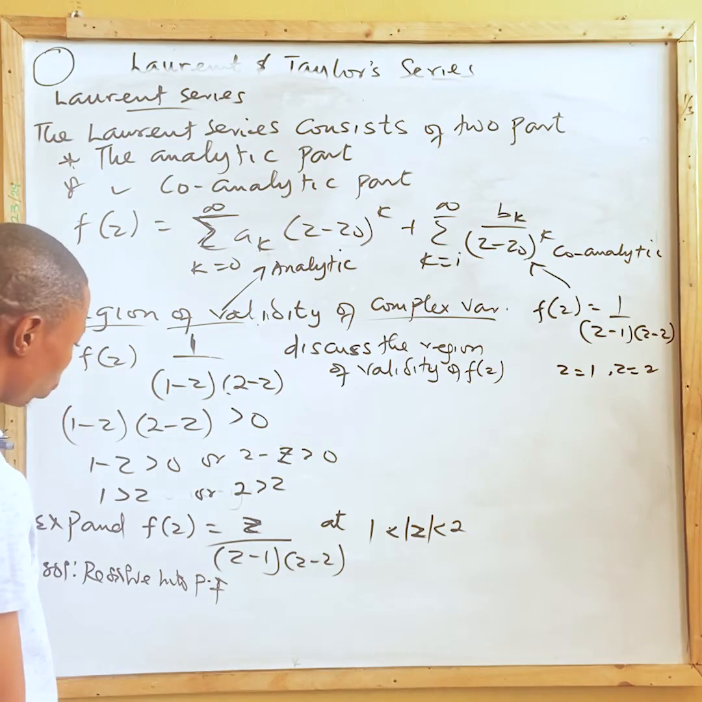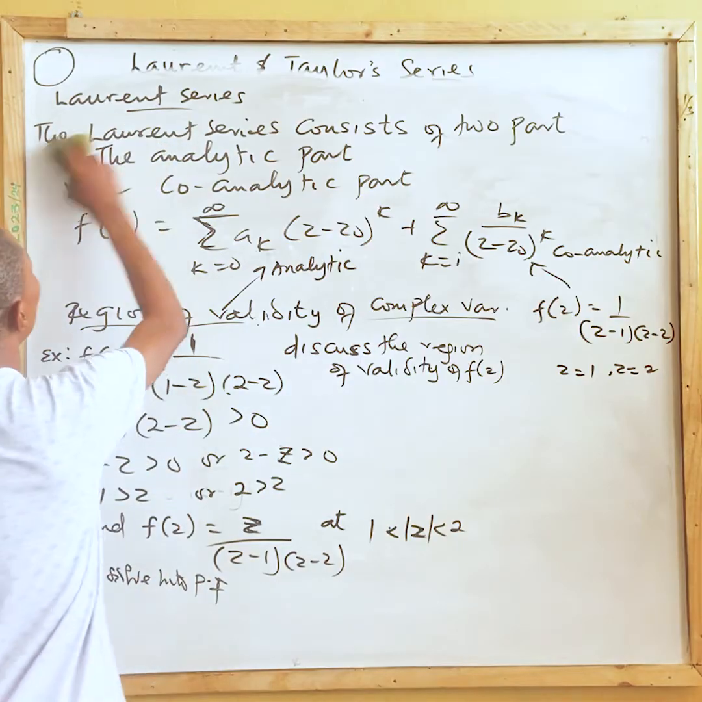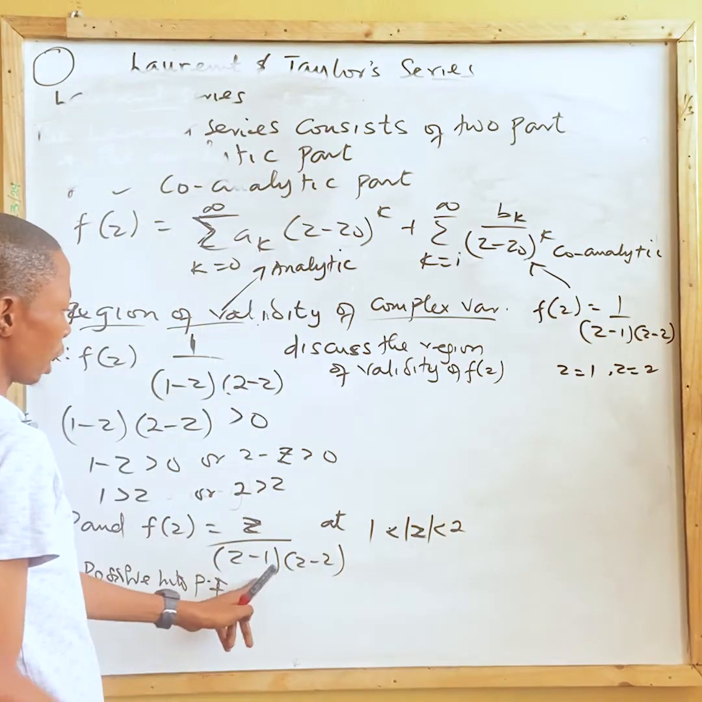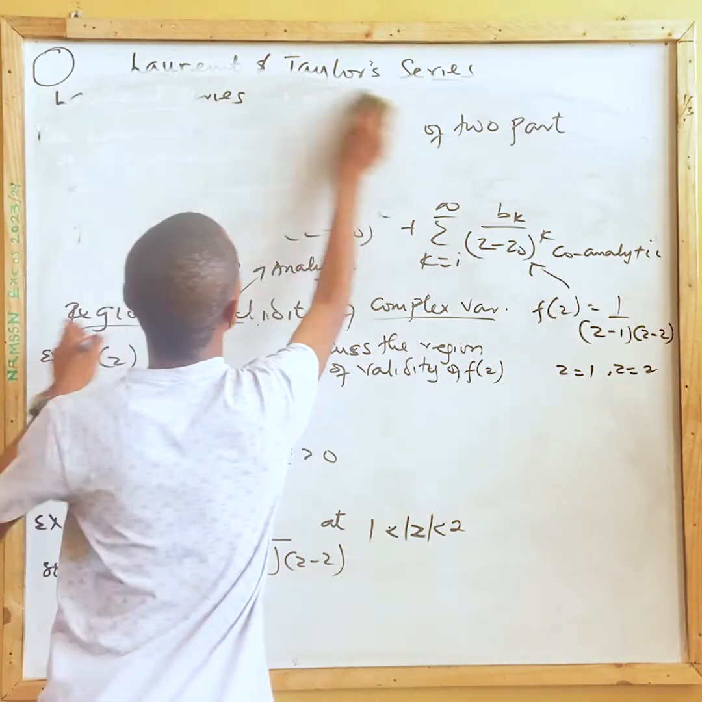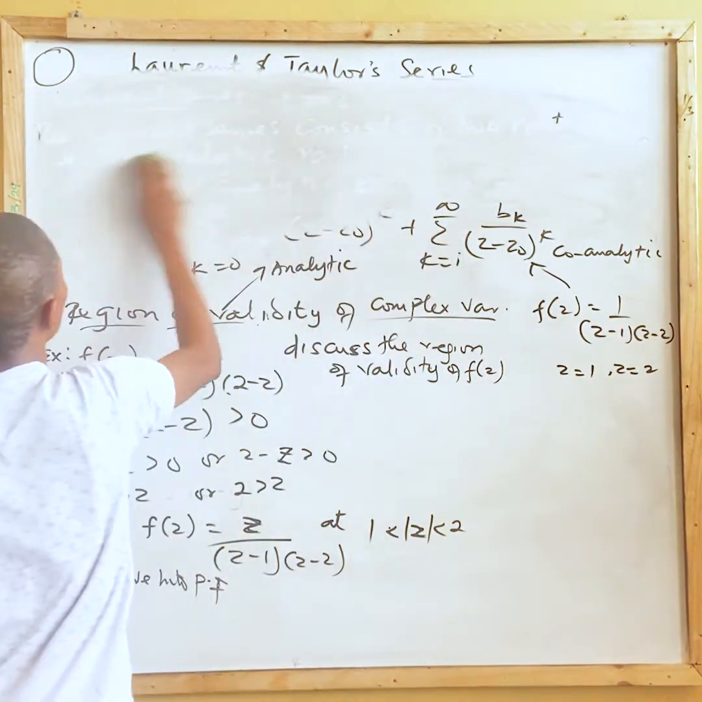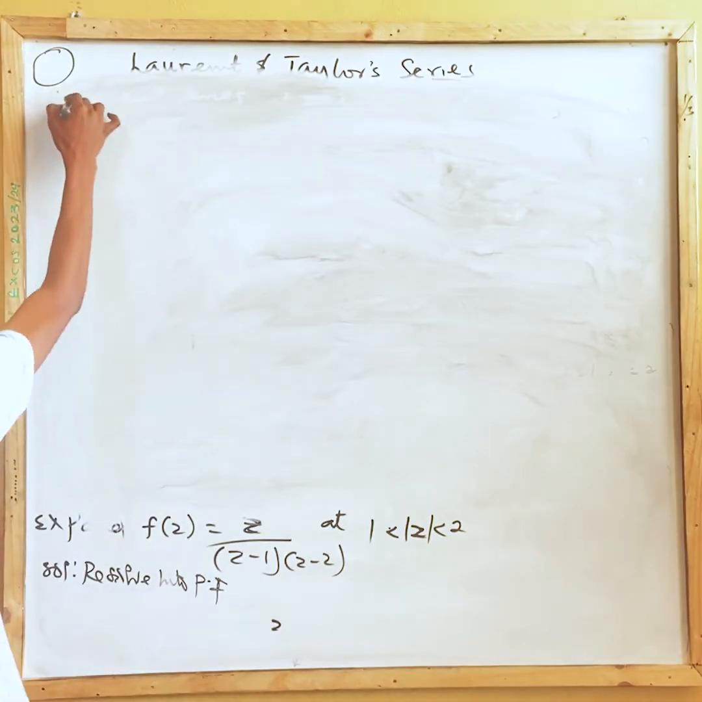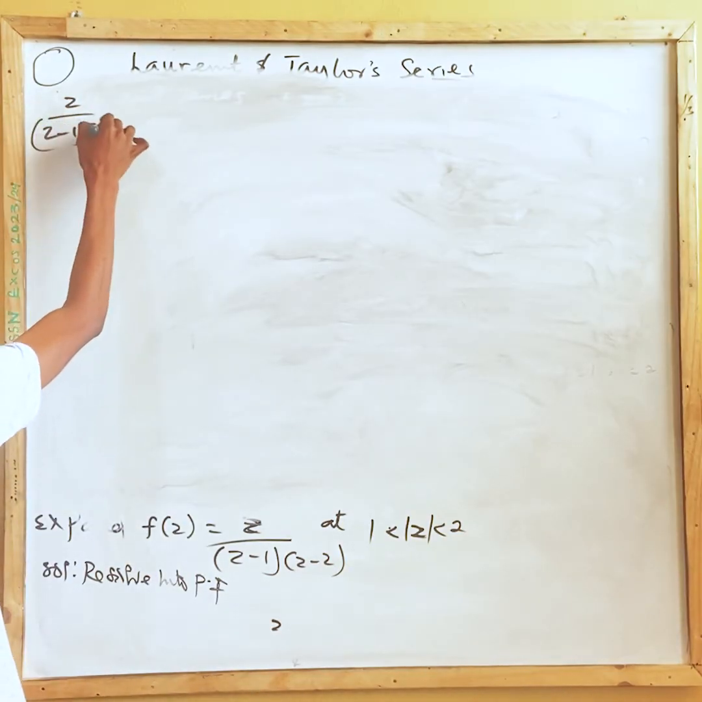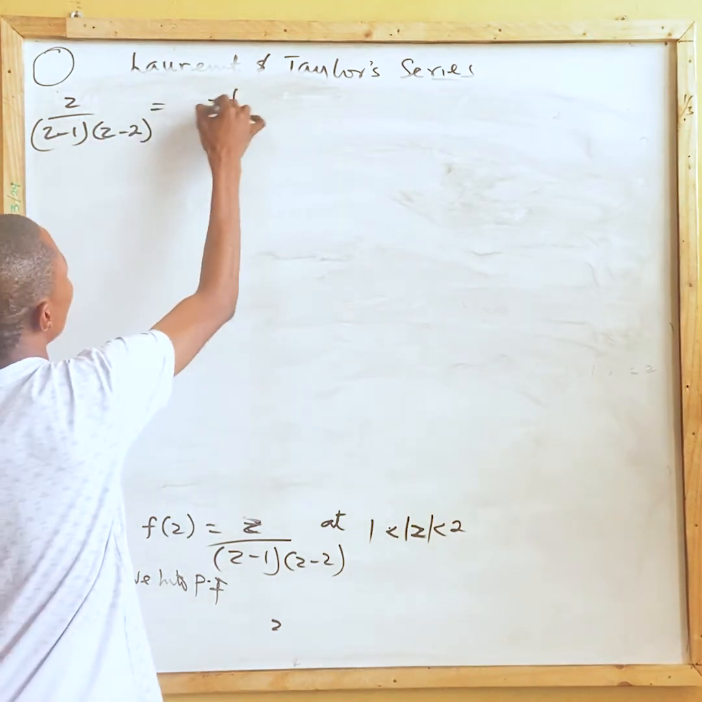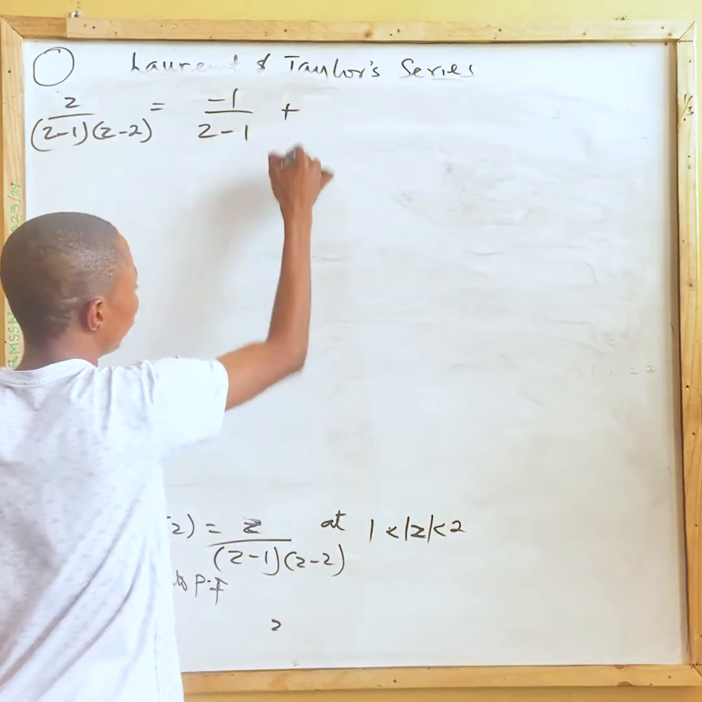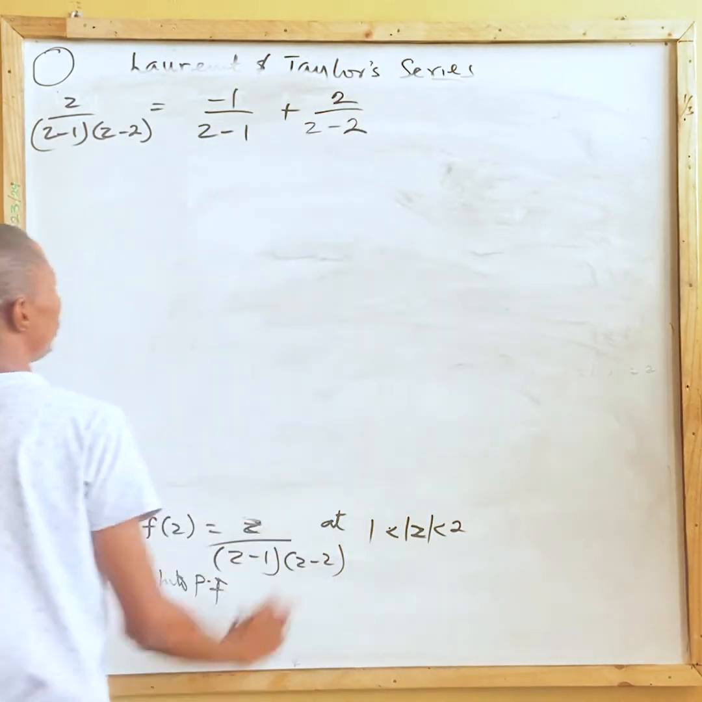So if I want to resolve z over (z minus 1)(z minus 2) into partial fraction, I'll just write a over z minus 1 and b over z minus 2. So you do your necessary estimation and get a and b. We resolve into partial fraction, we are going to have z over (z minus 1)(z minus 2) equals minus 1 over z minus 1 plus 2 divided by z minus 2. This is the partial fraction.